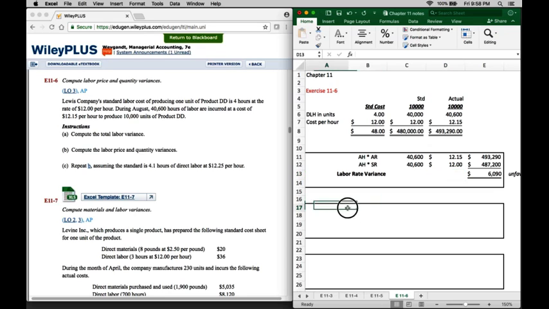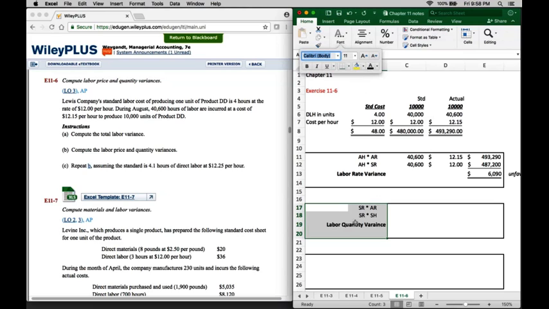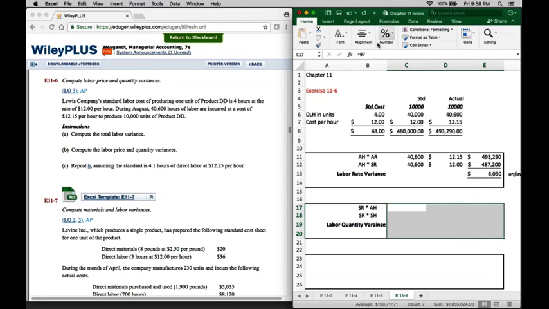Let's go through the same motions to calculate the quantity variance. Quantity variance, we're going to do at the standard rate, and the standard rate was $12 per hour. It should be actual hours over here, and standard hours. So $12 per hour is a standard rate. The actual hours was 40,600. The standard hours, it should have been 40,000.